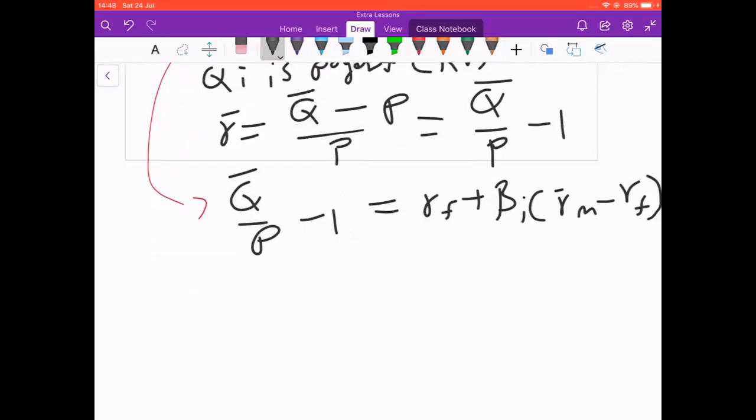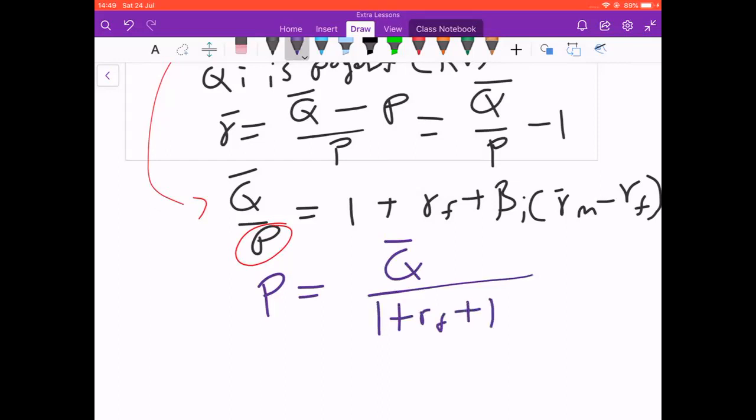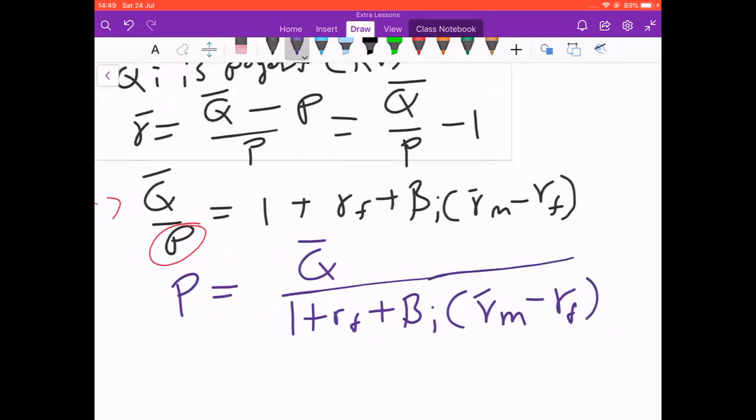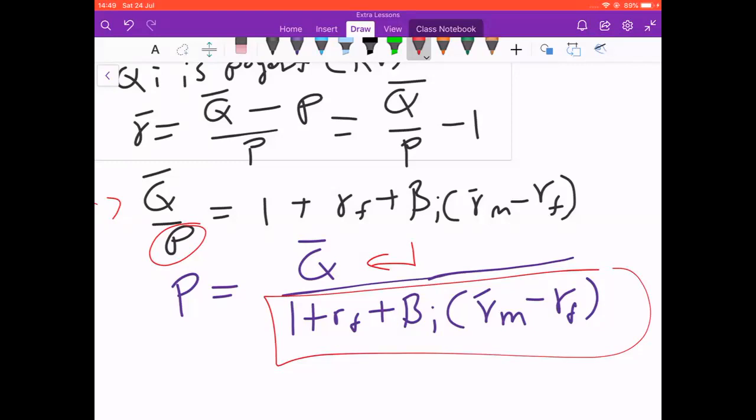And you can take this one to the other side. So basically you will have 1 plus. You are trying to make P the subject of the equation. So you will have P equals Q over 1 plus Rf plus beta I times Rm minus Rf, right? So if they ask you to use CAPM as a pricing formula, this is how you price your asset. You look at your payoff over this, and also all the other values you have used.